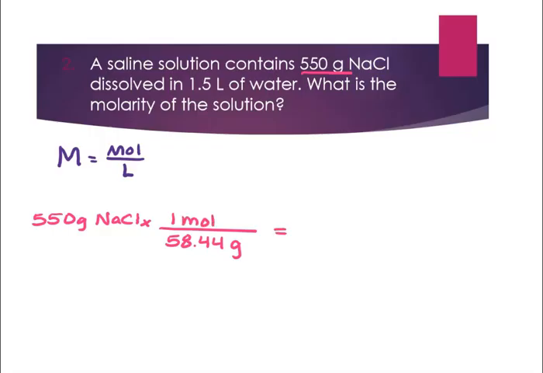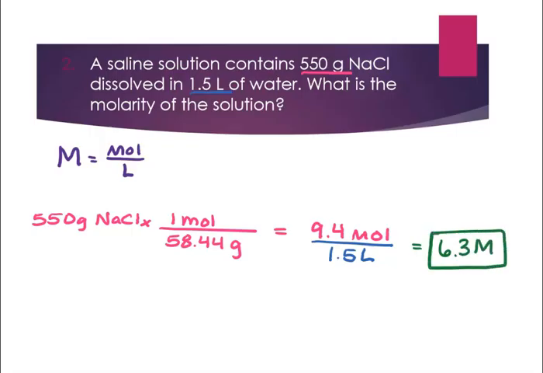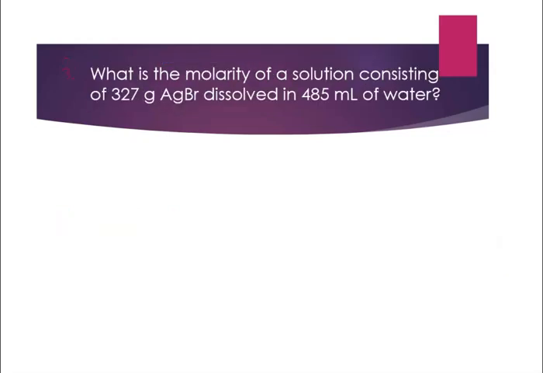So I get here 9.4 moles. And then I have my volume here is going to be 1.5 liters. Since that's already in liters, I don't have to do anything with that, which is great. So now I'm just going to solve 9.4 divided by 1.5, and I get 6.3 molar. And again, you can write that as moles per liter if you want to. I'm just going to leave it as molar because it's just easy to do it that way. Okay, so let's look at this next problem.